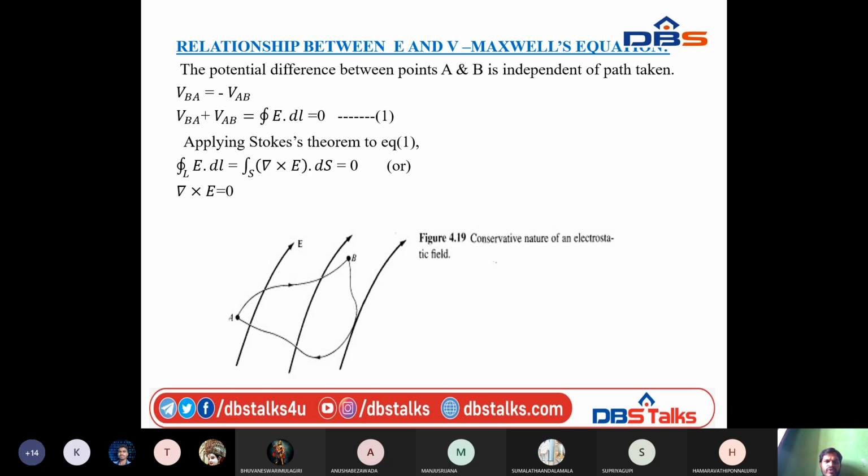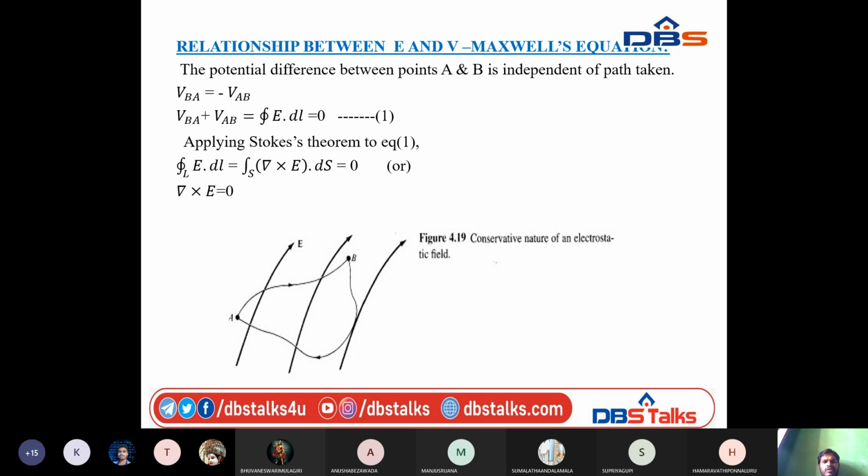Let us consider V_AB plus V_BA becomes 0, because V_AB is moving the charged particle from A to B and V_BA is moving it from B to A. Now the total work done becomes 0. Now the closed integral of E dot dl is equal to 0. This E dot dl can be converted into a surface integral by applying the steps for converting a line integral into a surface integral, so let me apply Stokes theorem.